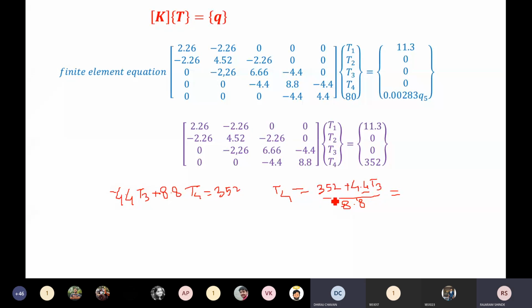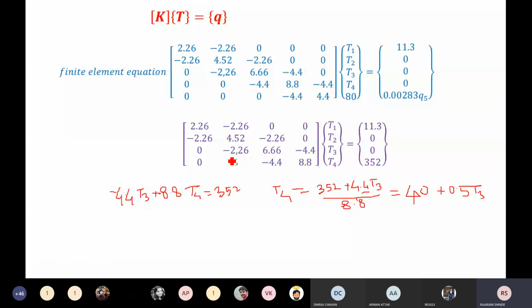For both terms you have to divide it. 352 divided by 8.8. How much it is? It is 40, na? First term is 40, am I think? 40. Yes, sir. And second term is? What is second term? 0.5 T3. Okay. Now this is first T4 in terms of the T3.